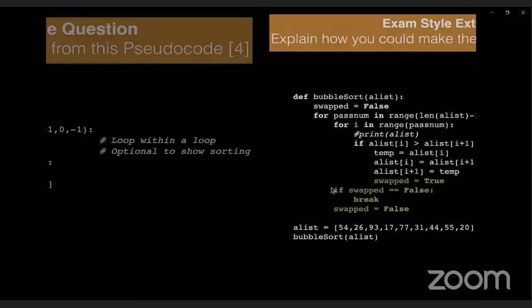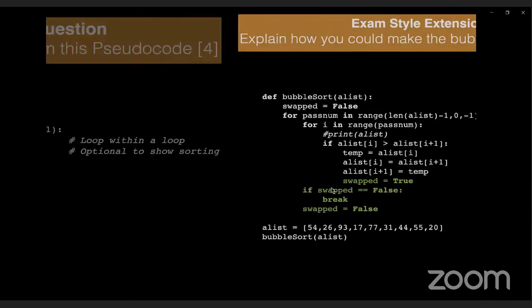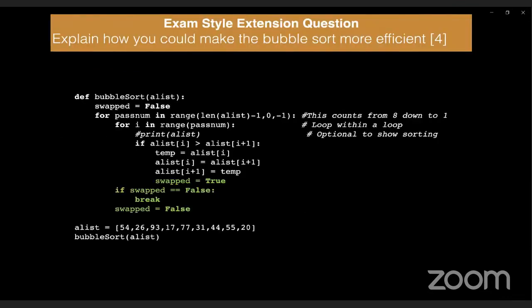Let's have a look at the modification here. Explain how you can make the bubble sort more efficient. Now, you can see the code is longer here, but what it's doing is testing at the end of each of the inner loops whether it had to make any swaps or not. If it didn't have to make any swaps, then it breaks the loop and the job is done. So you can see that will actually reduce it by quite a lot.